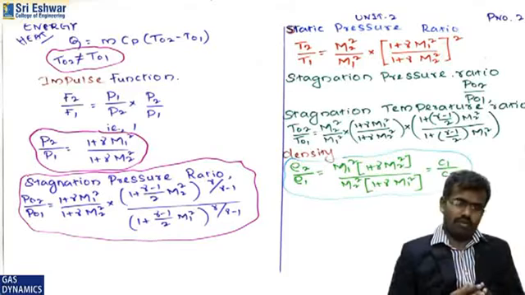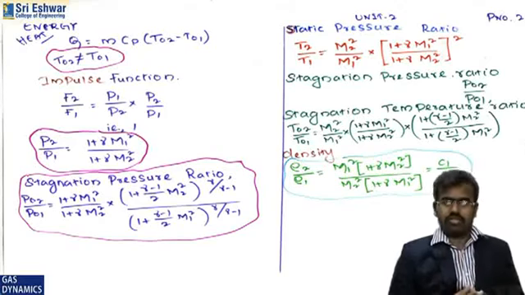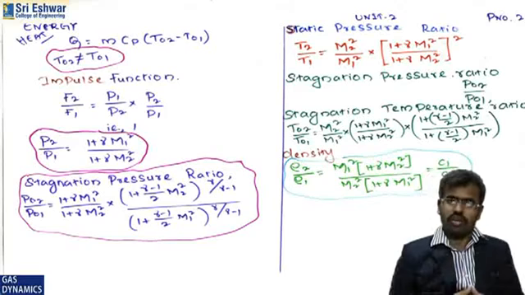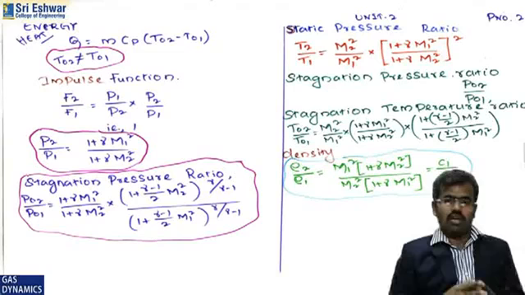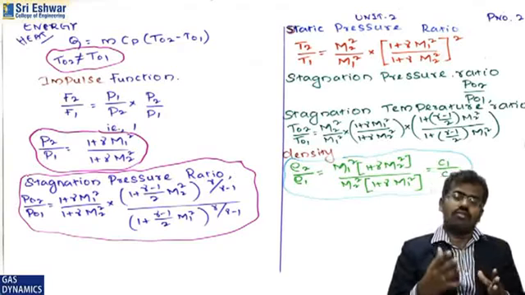Similarly, we gave a formula for the ratio of pressure P2 and P1 already. Similarly for stagnation pressure P02 and P01, static temperature T2 by T1, and stagnation pressure ratio P02 by P01. So these are the ratios we gave, and using these formulas we need to solve the problem.